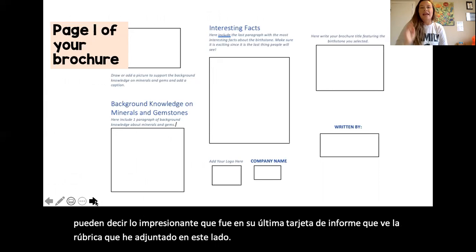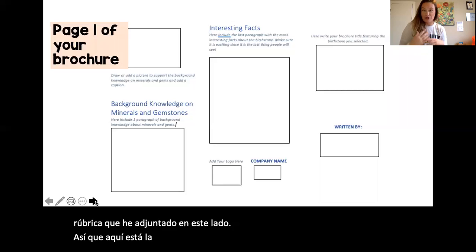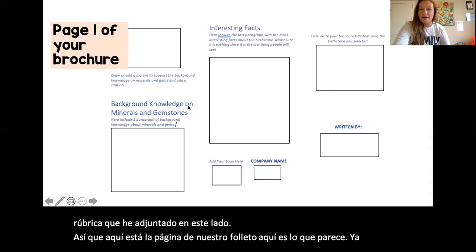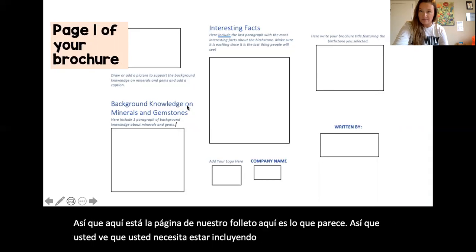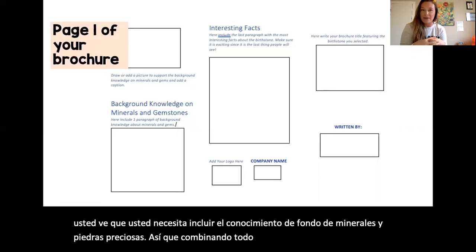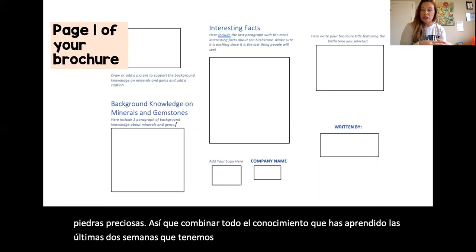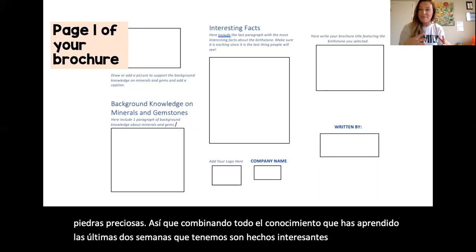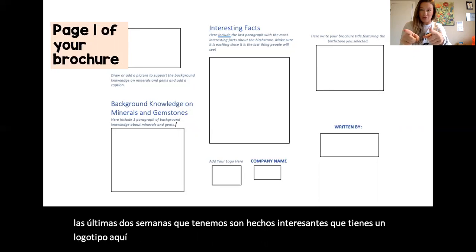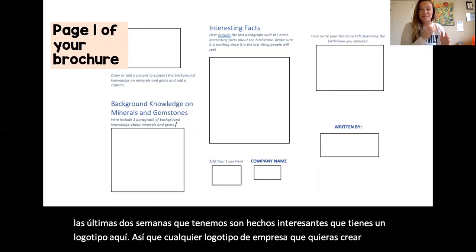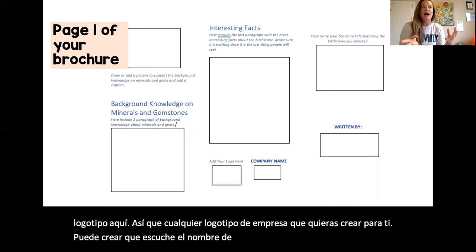So here is page 1 of our brochure. Here's what it looks like. So you see that you need to be including background knowledge of minerals and gemstones, so kind of combining all the knowledge that you've learned the past couple weeks. We have our interesting facts. You have a logo here, so whatever company logo you want to create for yourself, you can create that here. Your company name could be anything.